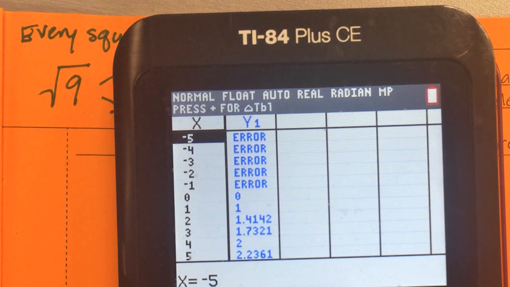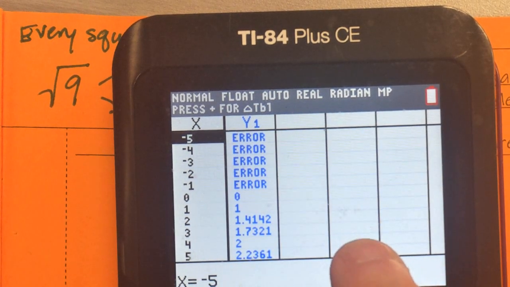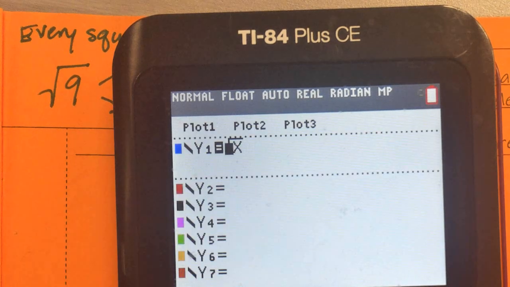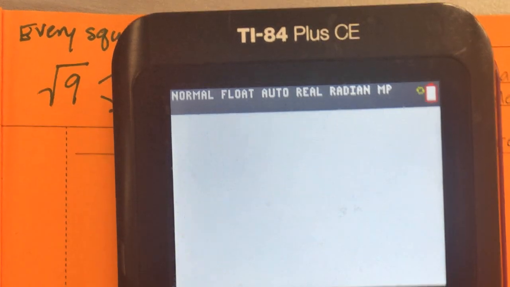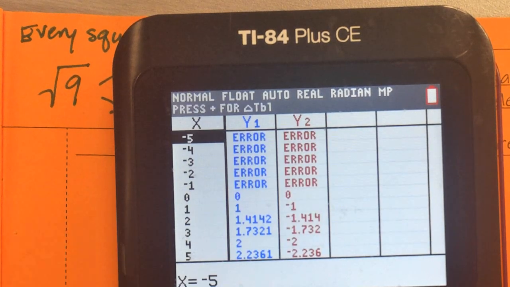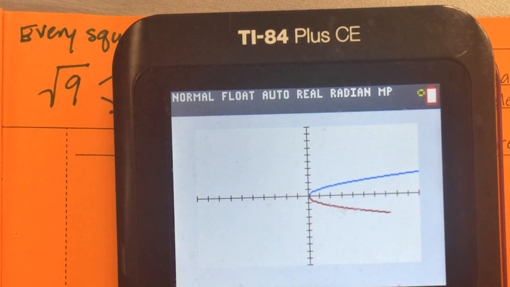So it can only give me the positive root because this is a function machine. It's not going to give me anything that's not functional. If I want to see both roots, I have to do that, and then it'll give me the bottom half of the curve. Okay? So it's because our calculator is a function machine, and it's not going to give us non-functional things. Does that make sense? Okay.